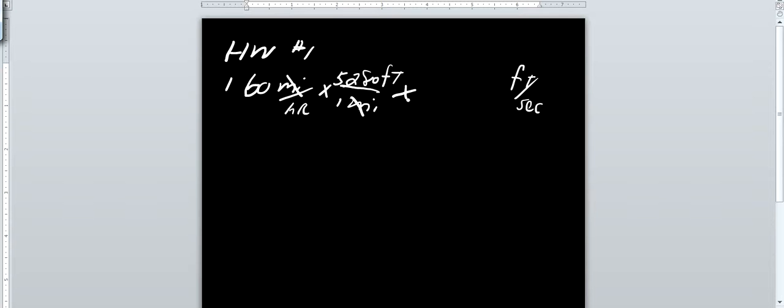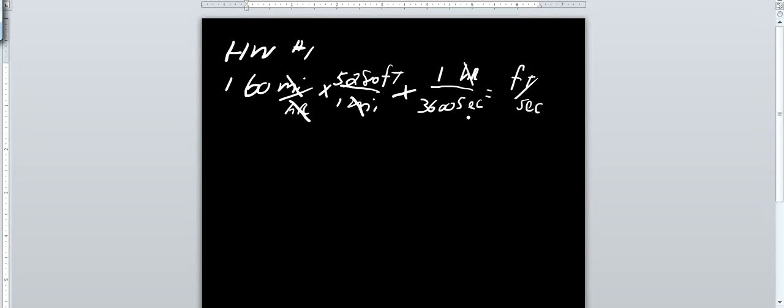We're left with feet. Now we have to change hours to seconds. So we have to have hours up at the top here and seconds down here. What's the conversion factor that would do that? Well, 1 hour equals 3,600 seconds. The hours will cancel and you're left with seconds.